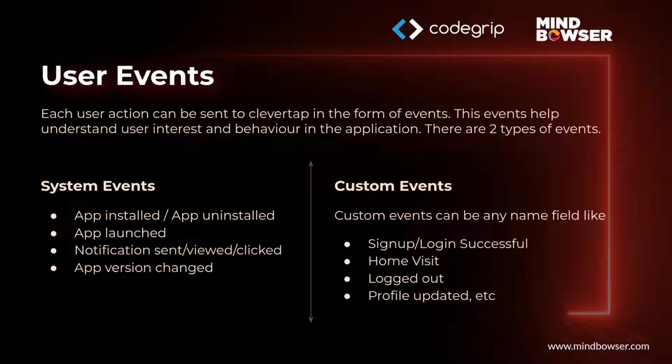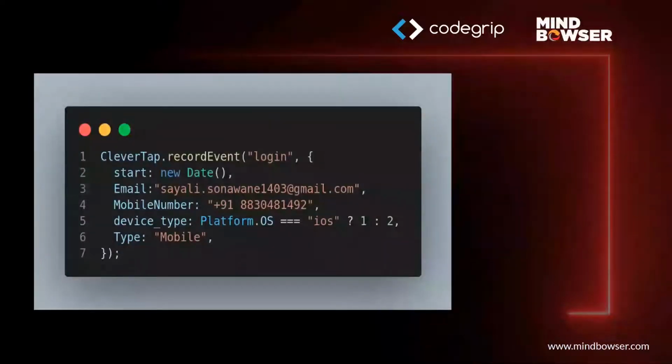And second is custom events. Custom events are nothing but events which we create manually. For creating events, I use the record event function provided by CleverTap. So here, as you can see, login is the name of an event, and along with the event, I'm sending a few fields like email, mobile number, etc. Now we will see this in code.